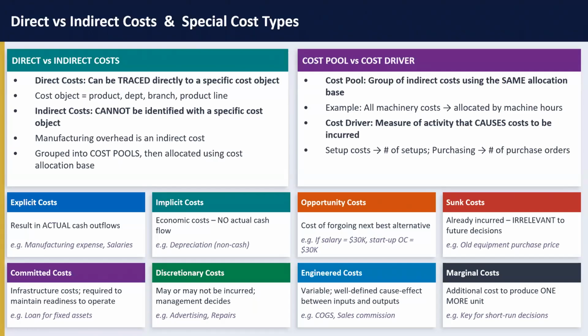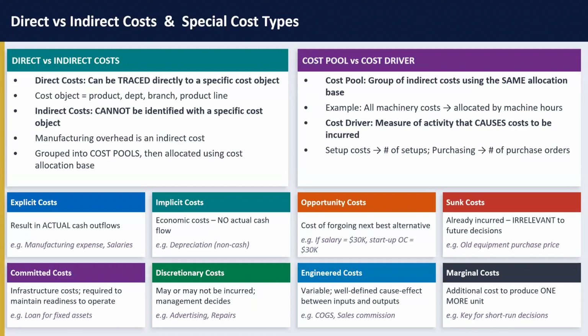So cost pool is just the group of indirect costs that uses the same allocation base. Say, for example, all your machine related costs. Machine means we are using this in manufacturing activities. So these machine costs, you will allocate based on the machine hours. So cost pool is nothing but clubbing all your indirect costs together. That will be your cost pool. So then what is this cost driver? A cost driver is any sort of activity that causes the costs to be incurred.